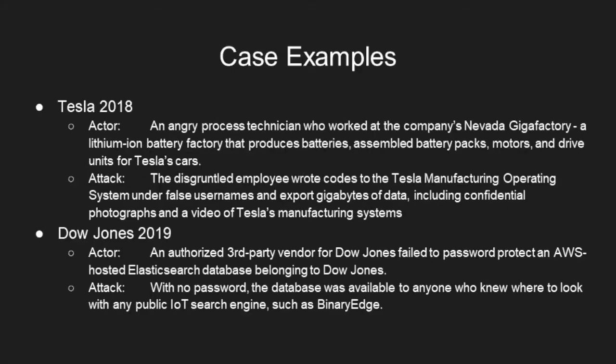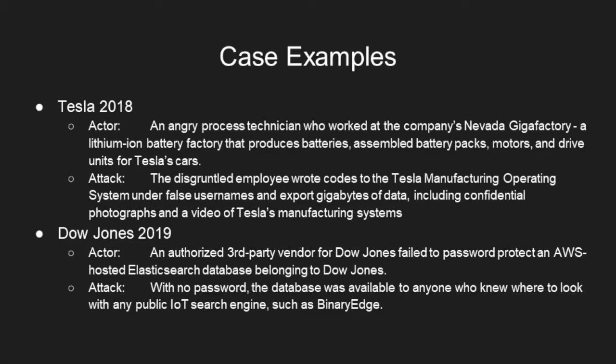To illustrate how these security challenges can cause tremendous problems to a company, I'm going to give you two live examples. One is Tesla, which happened in 2018. What happened was that there was an angry employee named Martin Tripp who wrote code to the Tesla manufacturing operating system under a fake username and exported gigabytes of data, including confidential photographs and video of Tesla's manufacturing operating system. Now, this is a typical insider threat.